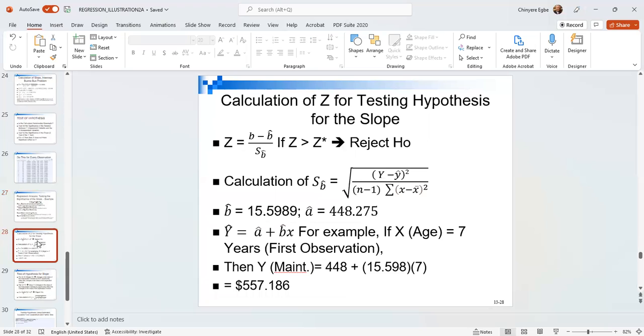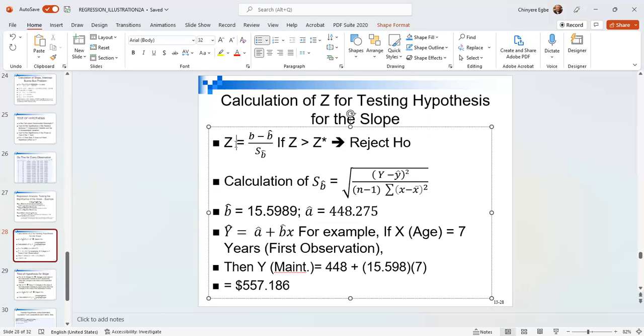All right. So for a particular problem, we estimated B hat to be 15.598. So we calculated Z, which is the calculated Z. And if the calculated Z is greater than Z star, then we reject the null hypothesis. And the calculation of Z is B hat minus B, and our hypothesis is that B is 0.